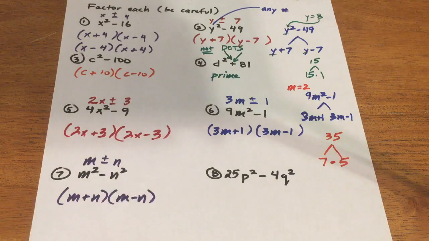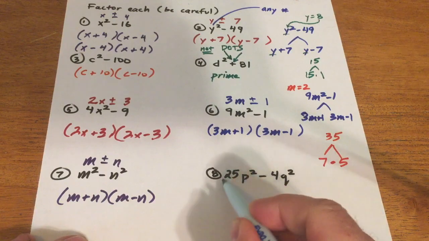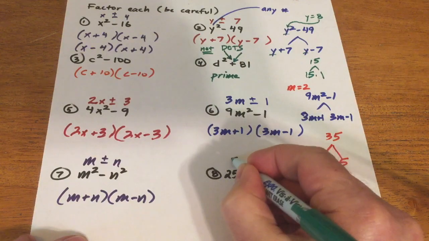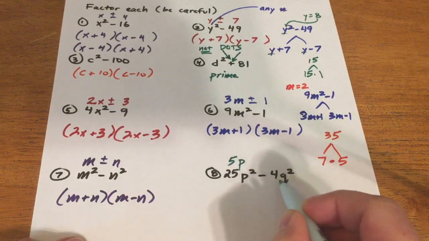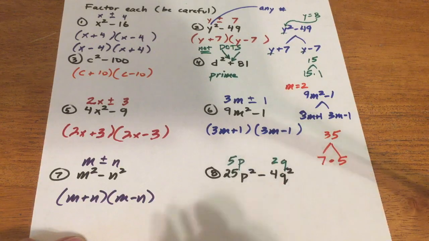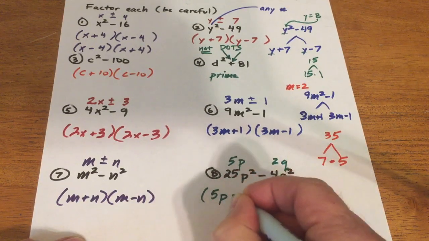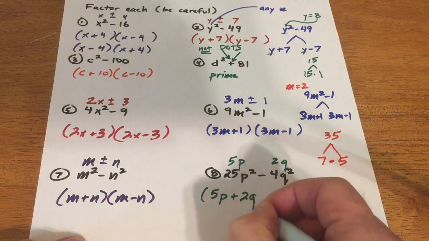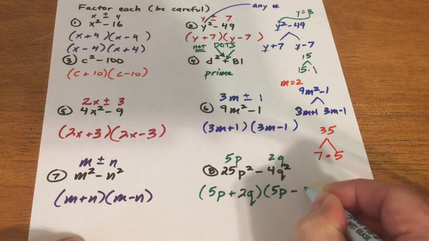Let's take a look at problem number 8, the last one. In problem number 8, we can take the square root of this term right here. 25 gives us 5. Square root of p squared is p. Square root of 4 is 2. Square root of q squared is q. So once with the plus, then with the minus. So 5p plus 2q and 5p minus 2q.